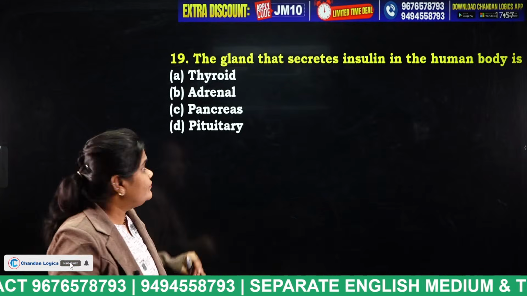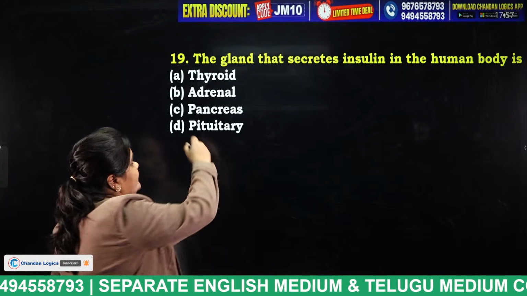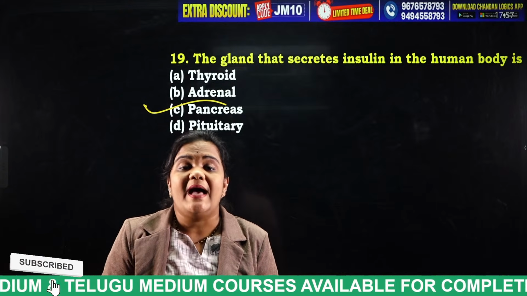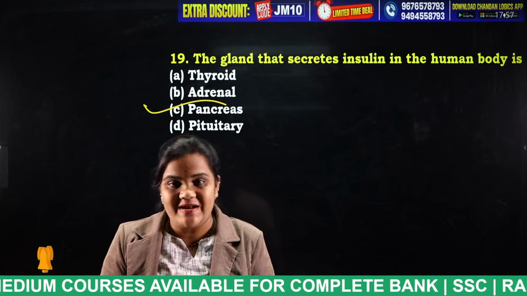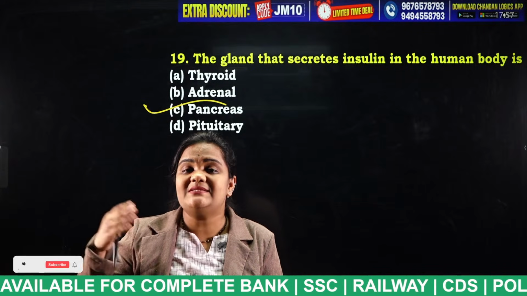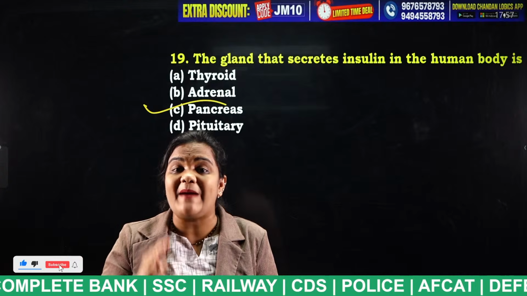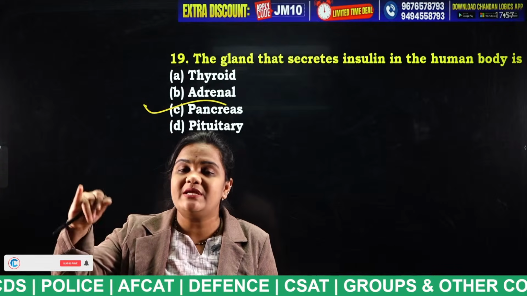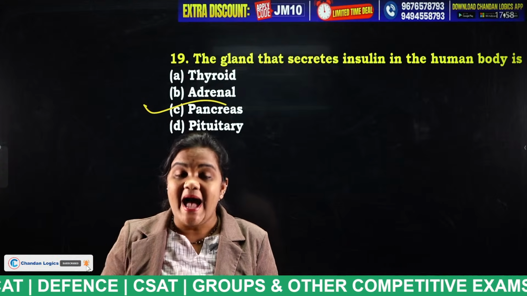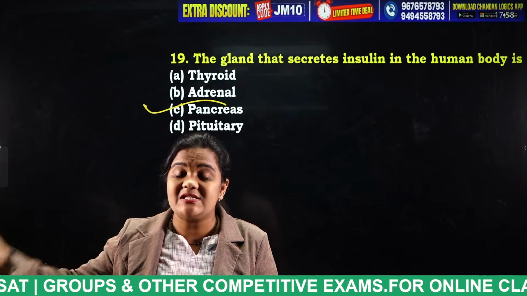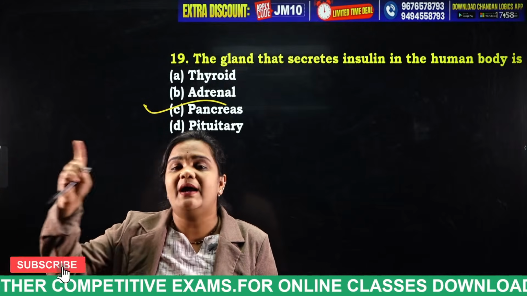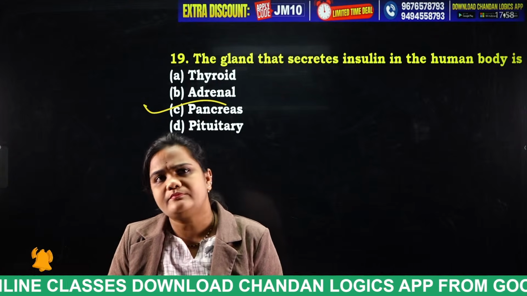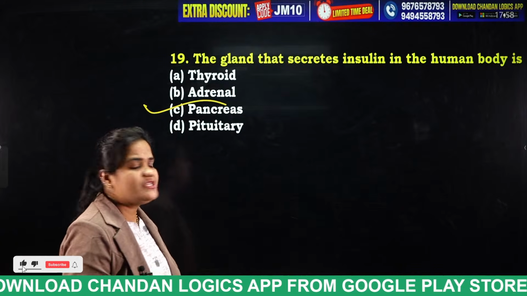Now tell me what is the answer for this question. Insulin is secreted by the pancreas. The pancreas acts as both an endocrine gland as well as an exocrine gland. As an exocrine gland, it secretes pancreatic juice, which has digestive enzymes like proteases, trypsin, chymotrypsin, lipase, amylase. Amylase digests carbohydrates. Lipase digests fats. Trypsin and chymotrypsin digest protein. Very, very important. Next, what is the answer for this question, students?